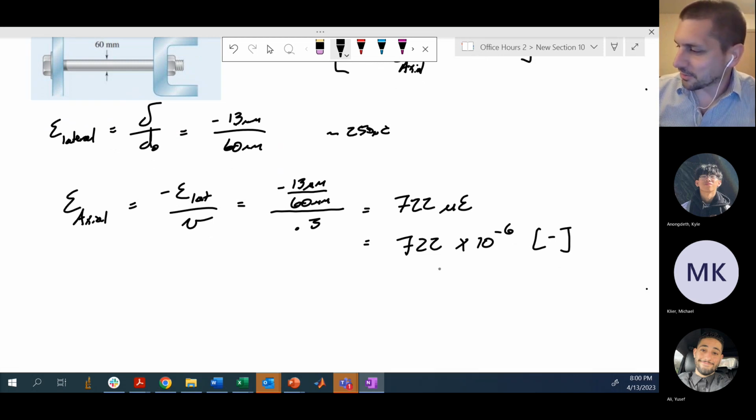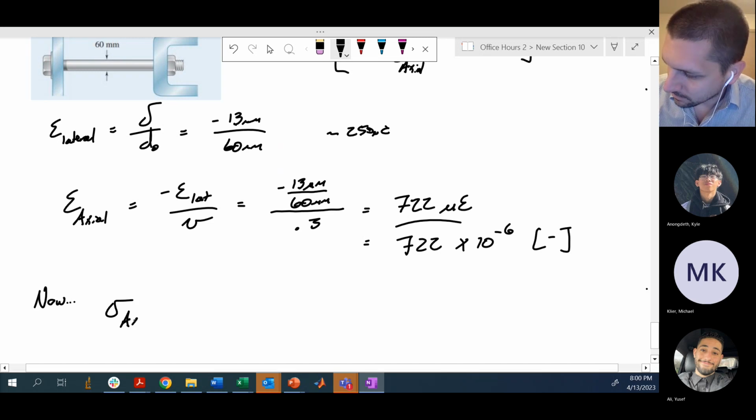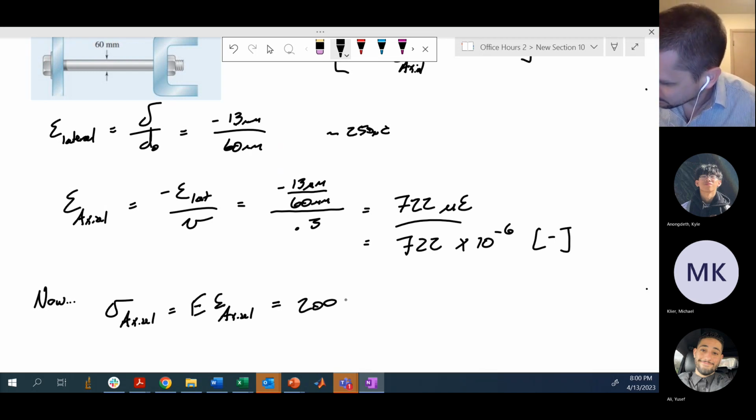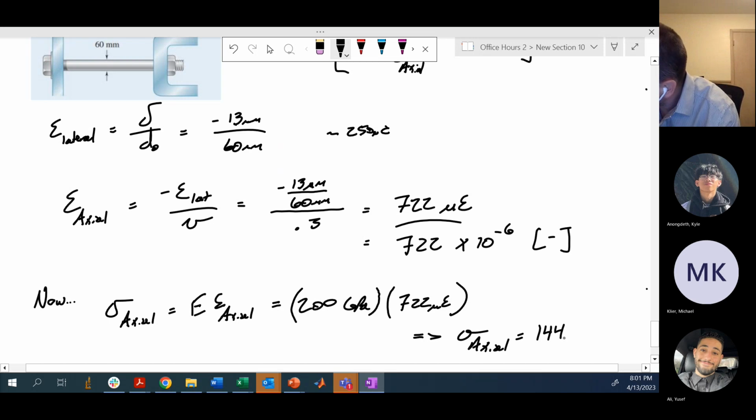Okay, once you have this axial strain, 722 microstrain, now you want to get to your axial stress, which is simply the modulus times the axial strain. So here, our elastic modulus is given as 200 GPa, multiplied by your axial strain. And so we're going to get an axial stress in this particular case of 144.4 MPa.